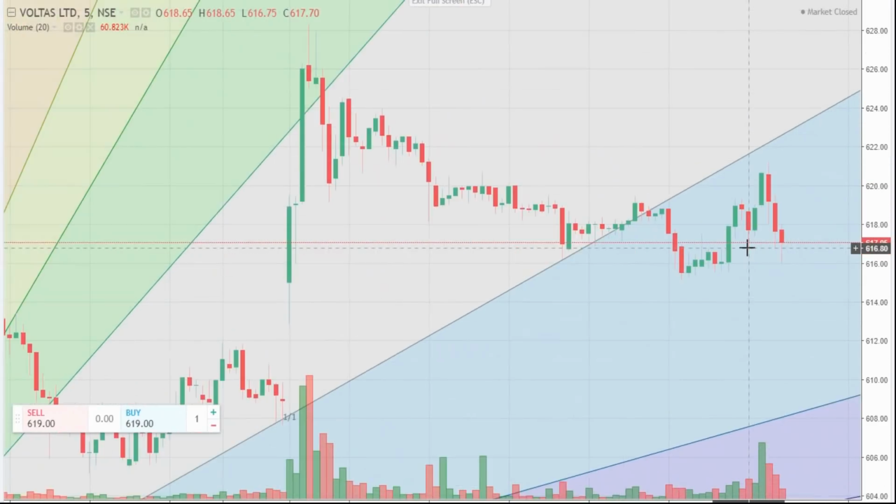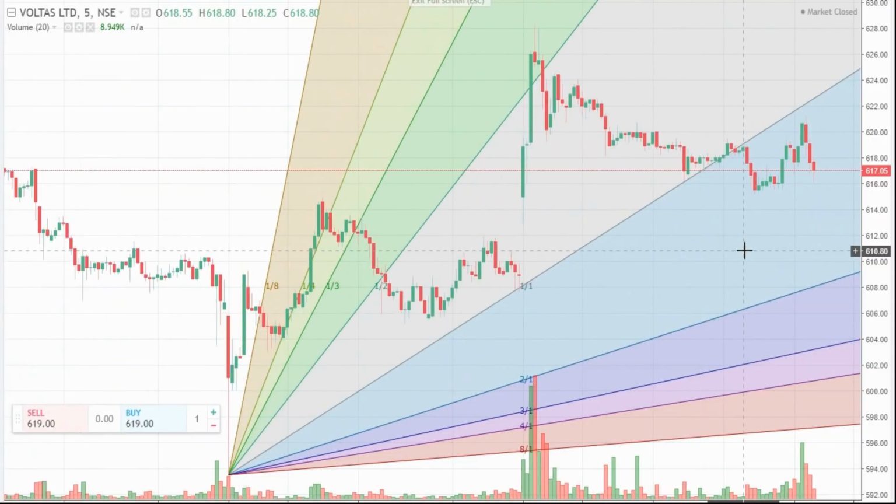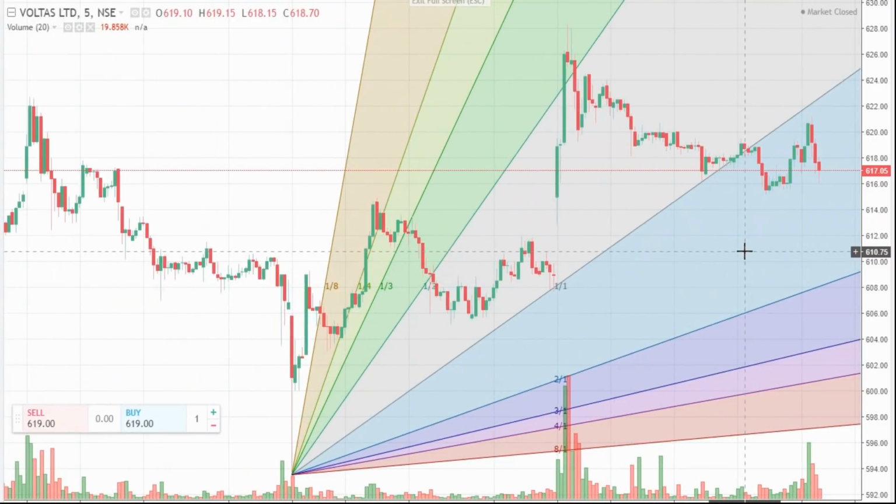So that way you can find any stock's support and resistance level, and this is mainly used for reference only, and based on the market condition you can take a trade also. If you use any strategy or any indicator, use this Gann fan also, because it helps to find out where is the next support level and where is the next resistance level.